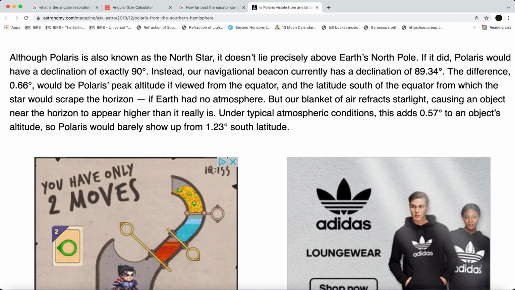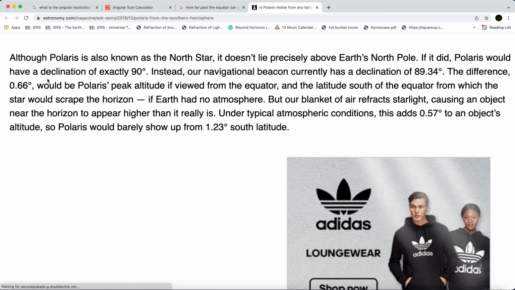Instead, our navigational beacon currently has a declination of 89.34 degrees. The difference, 0.66 degrees, would be Polaris's peak altitude if viewed from the equator, and the latitude south of the equator from which the star would scrape the horizon if Earth had no atmosphere, right? So what they're talking about there obviously is celestial refraction. So if there was no air, right?